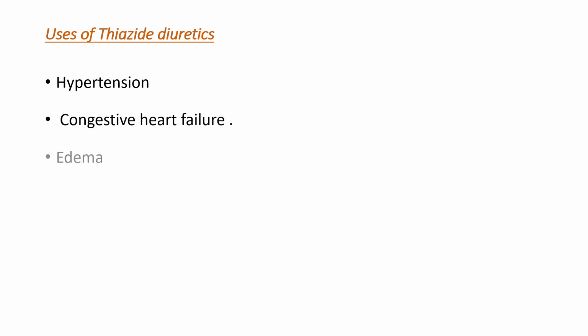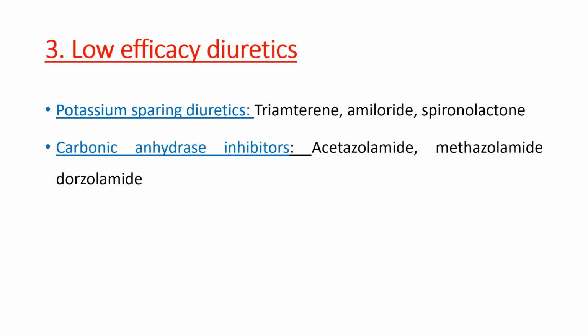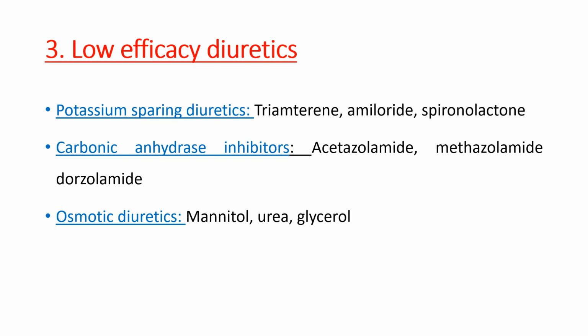Now we'll see the uses of thiazide diuretics. They include hypertension, congestive cardiac failure and edema. Now the last one is the low efficacy diuretics. They include potassium sparing diuretics, carbonic anhydrase inhibitors, osmotic diuretics and methylxanthines.